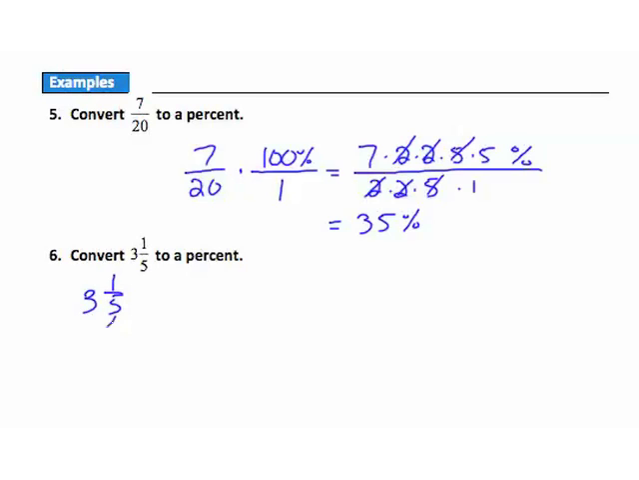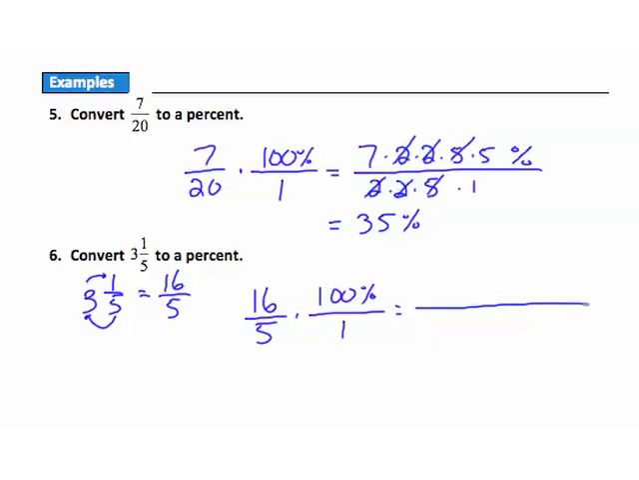Remember, we work in a circle to do this. First we multiply. 5 times 3 is 15. Then we add. 15 plus 1 is 16. So this is actually 16/5. And so we are going to take this fraction, 16/5, and now we want to introduce the percent symbol. So we're going to multiply by 100% over 1.